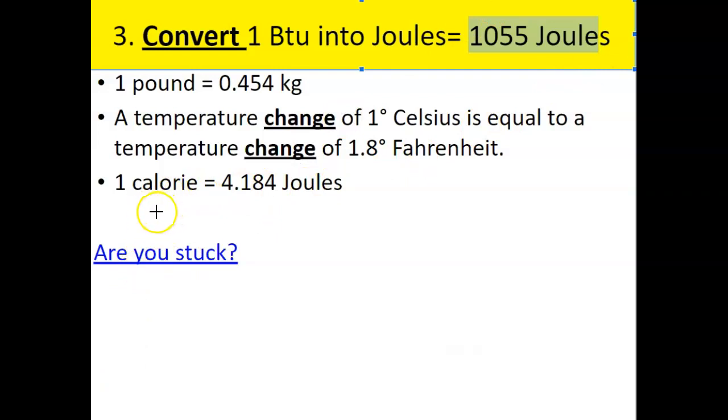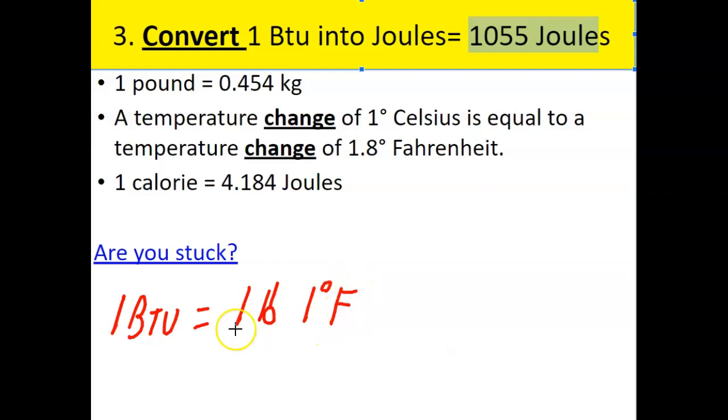So if we remember that 1 BTU is enough energy to heat up 1 pound of water 1 degree Fahrenheit, we need to convert that. We need to do some conversion factors to change pounds into grams, and Fahrenheit into Celsius. You can watch that other video to check that out. We'll keep this one a little bit shorter.